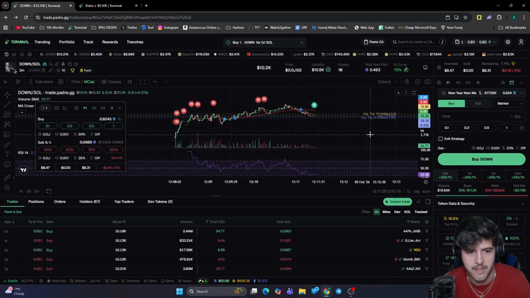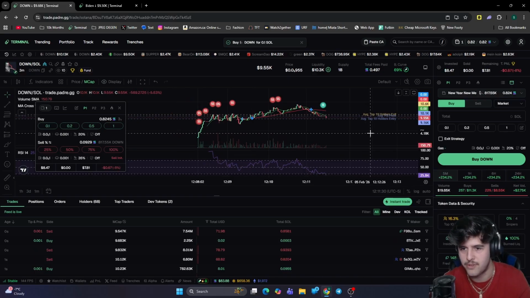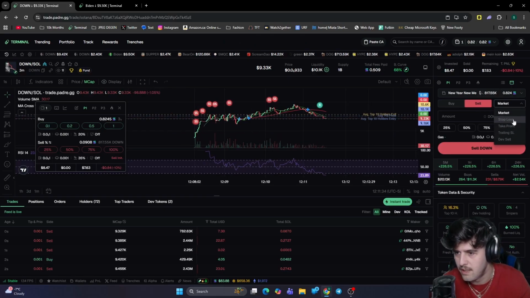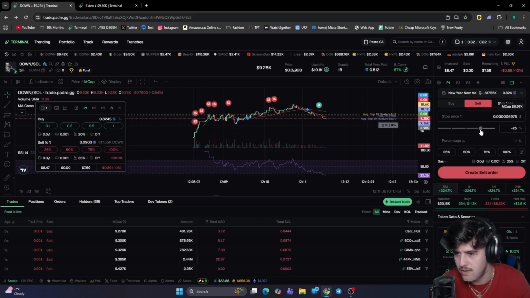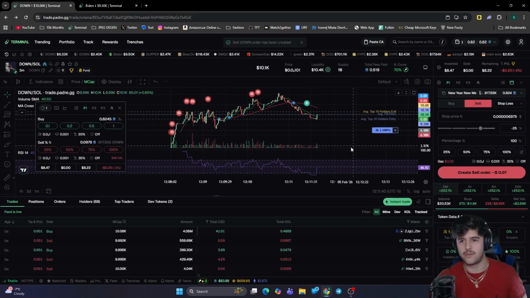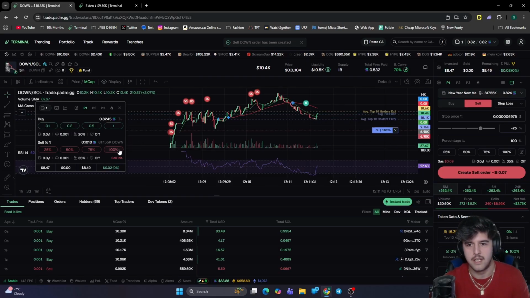Oh shit, I might have accidentally bought twice. Oh no, I only bought once. Okay, so we're going to set our stop loss here at minus 25%. We'll sell 100%. So let's see how this goes. We're entered in on this trade.